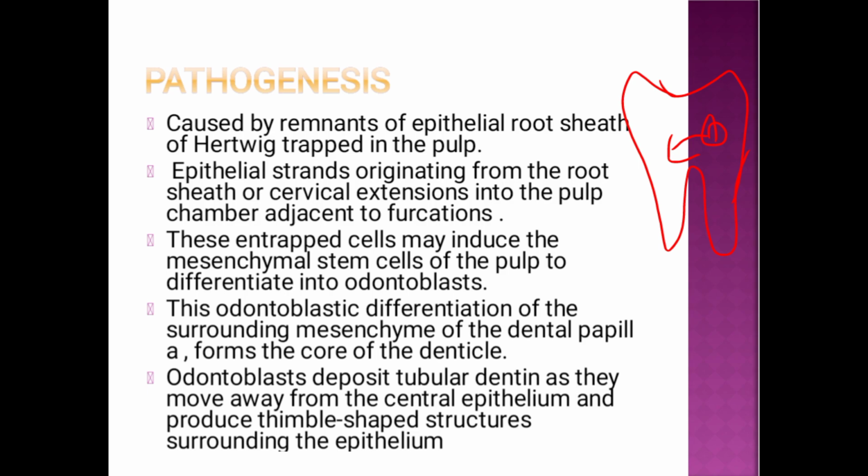This differentiation means they will form the cores of denticles, or you can say the cores of dental stones. After that, odontoblasts deposit the tubular dentine. So basically, after the mesenchymal stem cells are differentiated to odontoblasts and form the cores of the denticles, they will lay the tubular dentine. This will be away from the central epithelium and produce a temple-shaped structure surrounding the epithelium, and that is basically what you have, a denticle, which is a pulp stone.